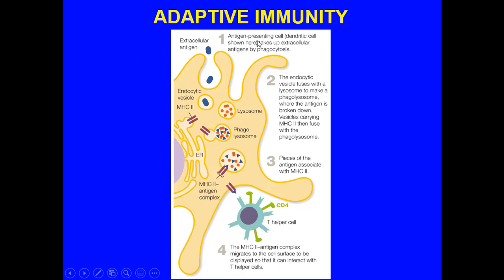And you see this right here. Antigen presenting cell, dendritic cell shown here, takes up the extracellular antigens by phagocytosis. Then you have the lysosome, you have them fused together. You have other vesicles with MHC2. They will fuse, they will grab onto some of the fragments here that are the antigens, and then they will present these antigens to the exterior. They will teach the T helper cell, when you see that particular antigen, you've got to go after it.